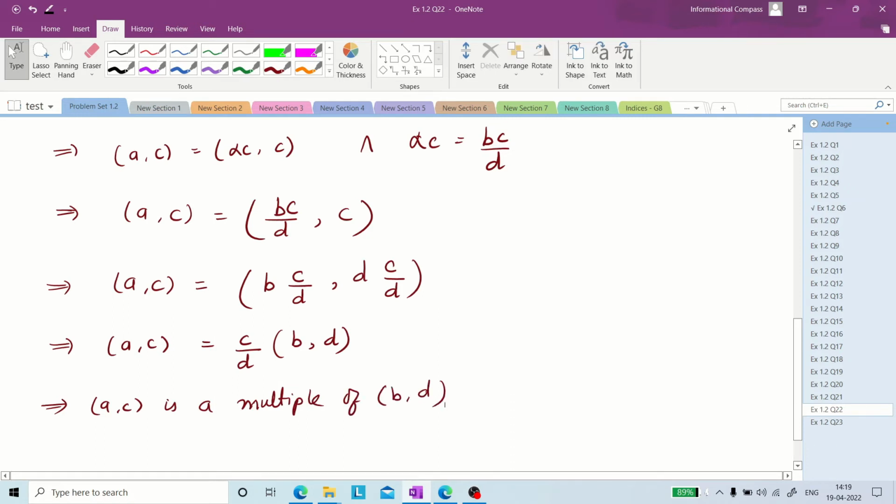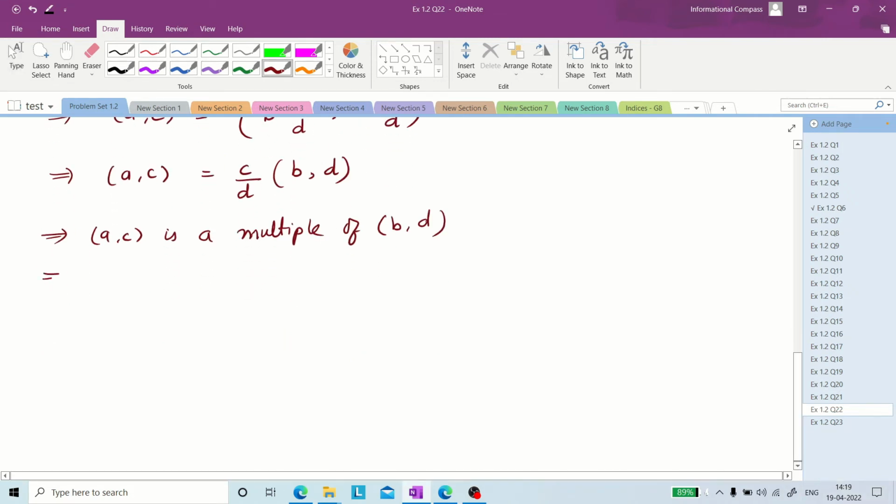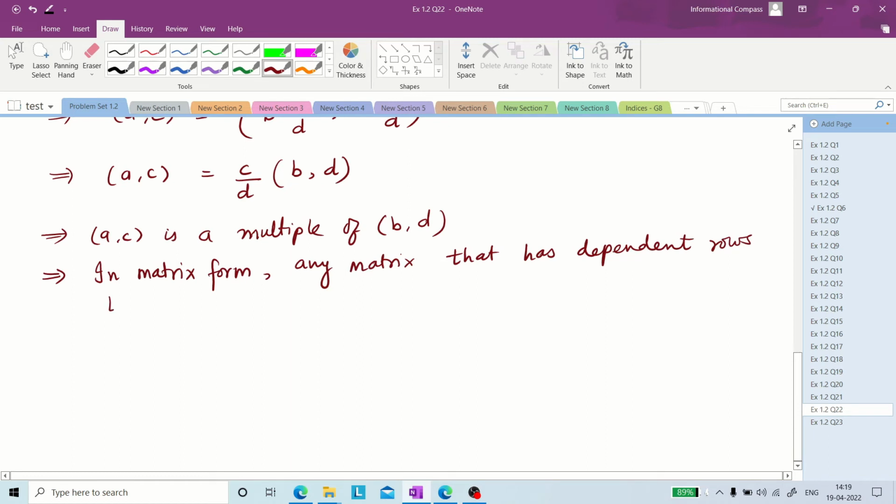So if we look at this result in the matrix form, we can conclude that any matrix that has dependent rows has dependent columns as well, and vice versa. Yes. So I'll just write down, looking at this result, this implies in matrix form: any matrix that has dependent rows has dependent columns as well, and vice versa. So hence, what's our result?